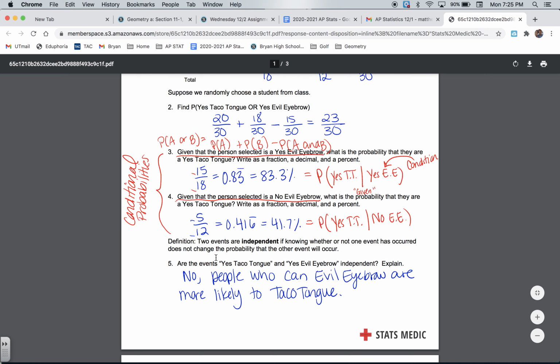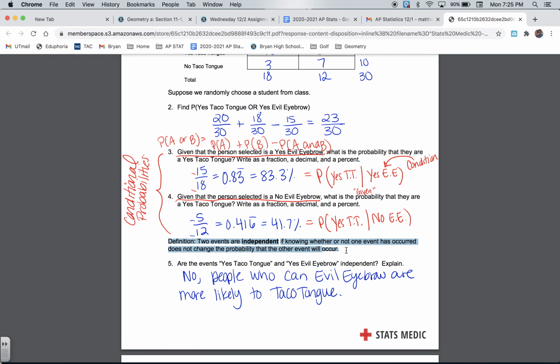All right, definition. So here's our other main thing here. Definition: two events are independent if knowing whether or not one event occurred does not change the probability that the other event will occur. All right, independent. If I know that something's going to happen, it doesn't change the odds of the other thing happening. So let me give you a super basic example. Flipping a coin heads and rolling a dice, the two are independent.